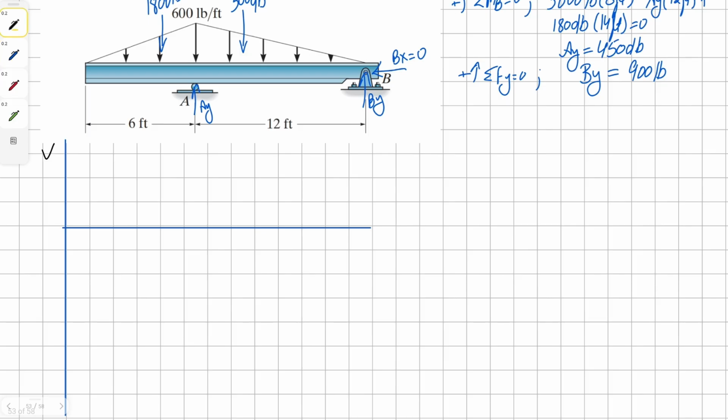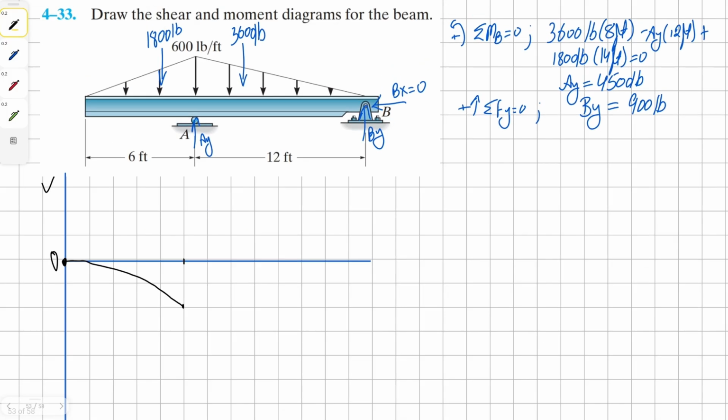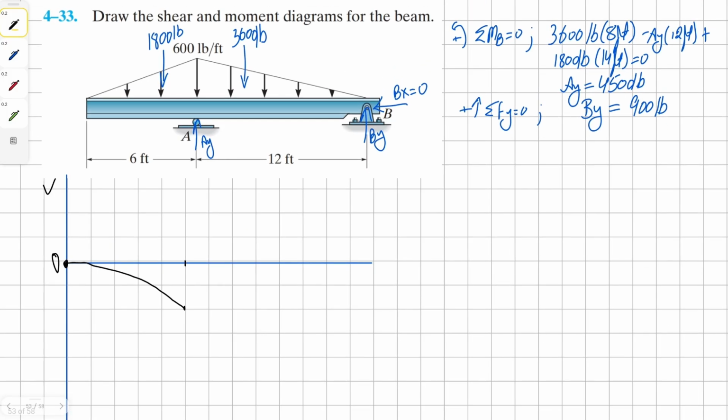So for our shear, we're gonna begin at 0, we know for sure, and then for the first 6 feet we're gonna go downwards and it's gonna be a second order curve, concaving downwards. We don't know how far down it's gonna go. That we can find through our point load, which was 1800. So we know we're gonna go down negative 1800, and then our AY is gonna push us upwards. That's 4500. So 1800 take away 4500, we're gonna go up by 2700 pounds.